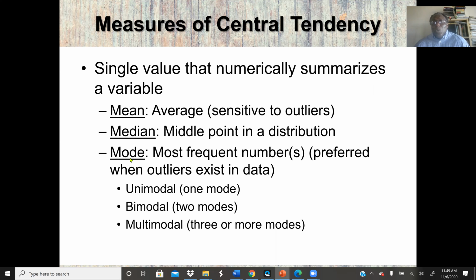And also we have mode. Mode is good for qualitative data. So you count the highest tally, the most frequent numbers. As we said earlier, a unimodal data set means we have only one mode, one value with the highest frequency. Bimodal means we have two values that have the same highest frequency. Multimodal means we have many, three or more.